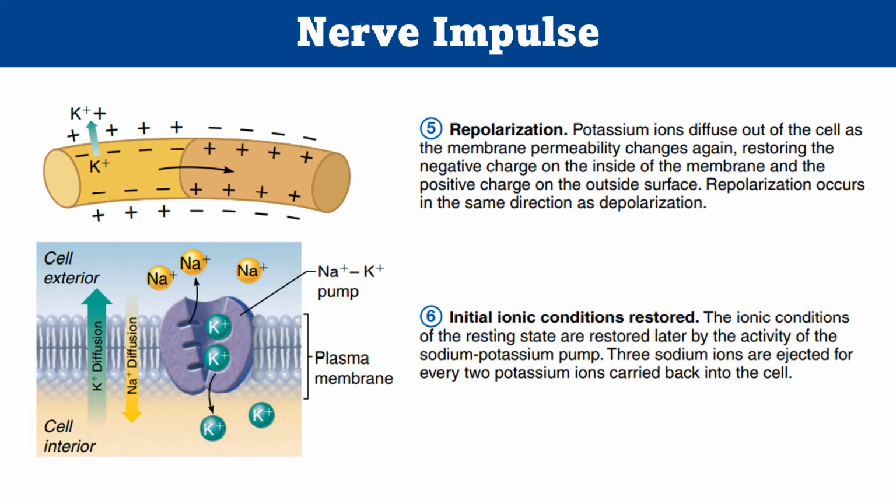So the 6 steps in nerve impulse are: first one, resting membrane potential is polarized. Number 2, stimulus initiates local depolarization. Number 3, depolarization is followed by the generation of an action potential, propagation of the action potential, then repolarization, and then the initial ionic condition is restored.